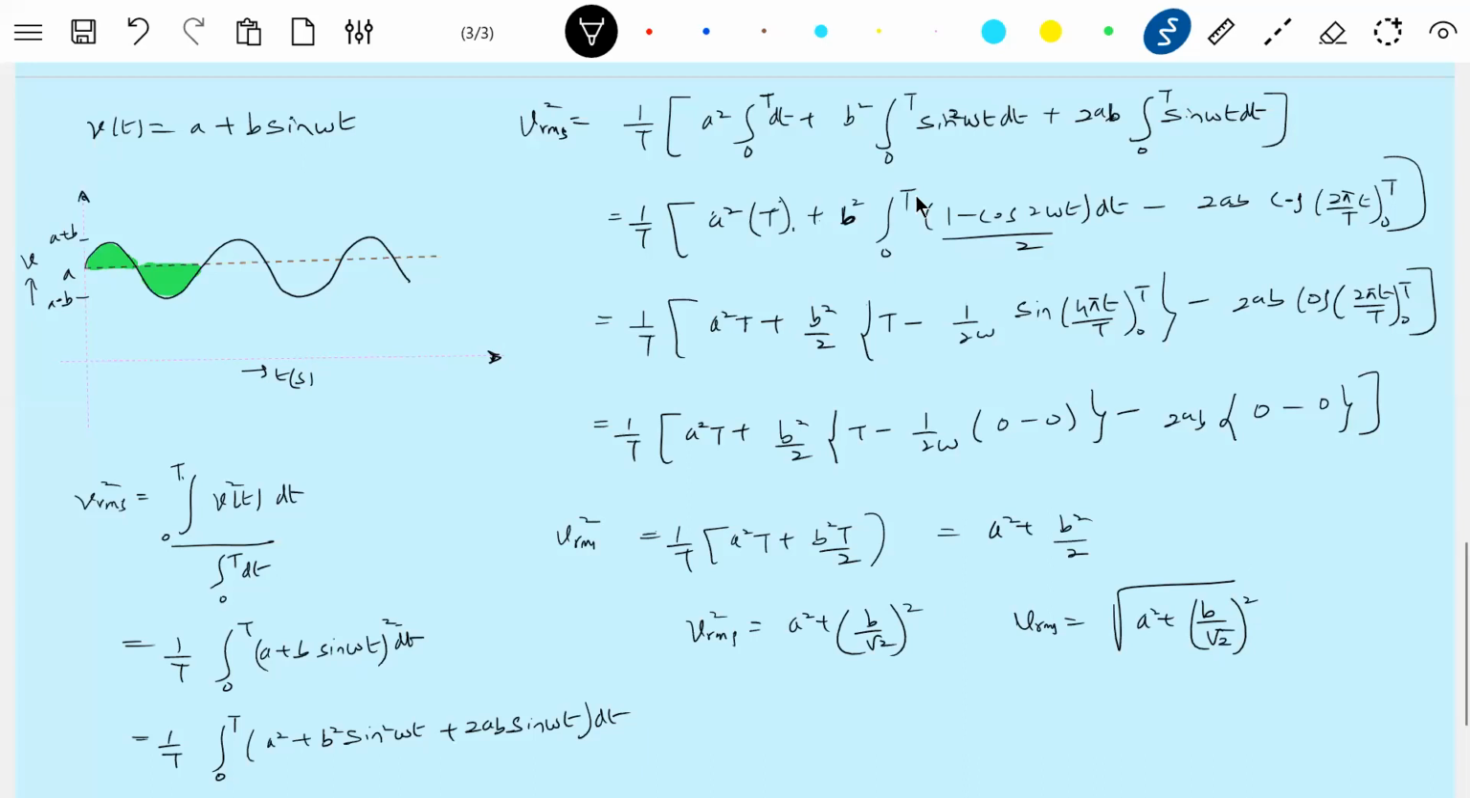Now let's analyze what is this signal. This is the DC signal, and this is the AC signal. And what is V of t? Composite signal. So what is the RMS value of such a composite signal? The square root of the square of the DC component plus the square of the RMS value of the AC signal, b by root 2.